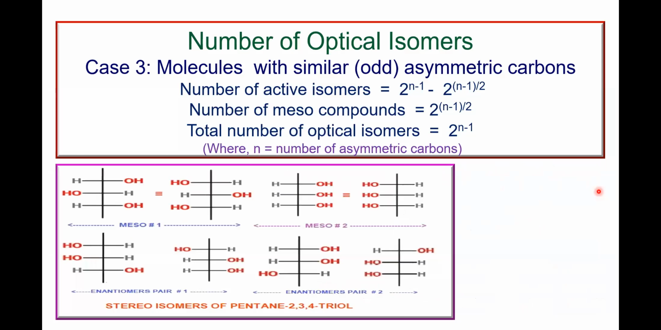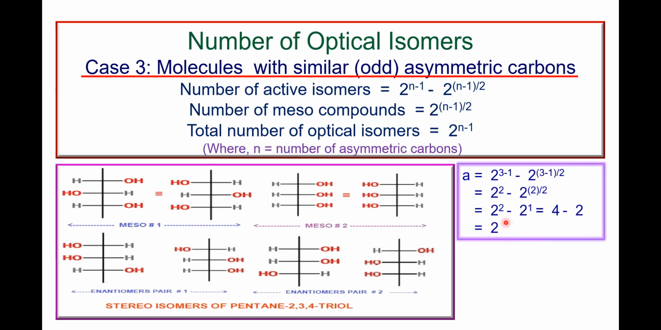2 plus 1, 3. Suppose n is odd, that is, similar odd asymmetric carbons. The formula for active isomers is 2 power n minus 1 minus 2 power n minus 1 by 2. Meso will be equal to this one. Total will be A plus M. Let's look at 3 chiral centers. The number of active isomers will be 2, and substituting 3 in these equations, the number of meso isomers will also be 2. Total isomers will be 4.